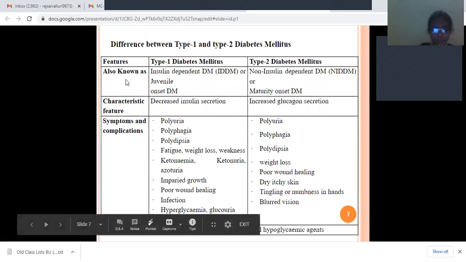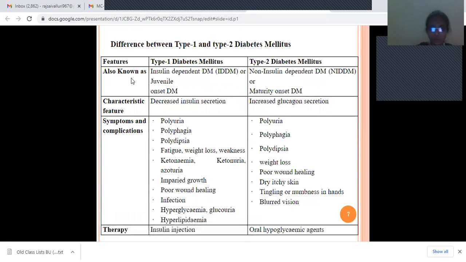So here we can see the differences between type 1 and type 2. Type 1 is also known as insulin dependent diabetes mellitus. Type 2 is also known as non-insulin dependent diabetes mellitus. So what are the characteristic features here? In type 1 diabetes mellitus, the pancreas is not able to secrete the insulin. But in type 2 diabetes mellitus, there is an increased level of secretion.